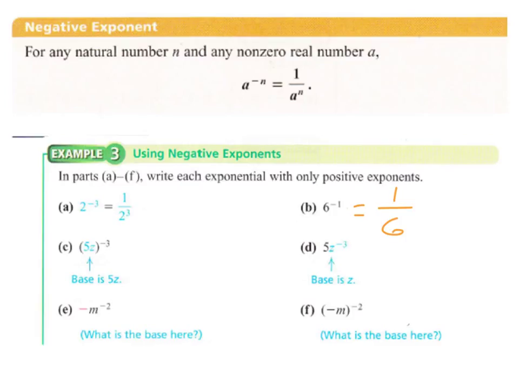If we look at c, the entire 5z would move down to the denominator, so 1 over 5z, and I need parentheses around that still, so I can show that that is now to the positive 3rd power. Comparing that to d, where only the z is being taken to the negative 3rd, so then the 5 stays on top, and the z to the 3rd would move down.